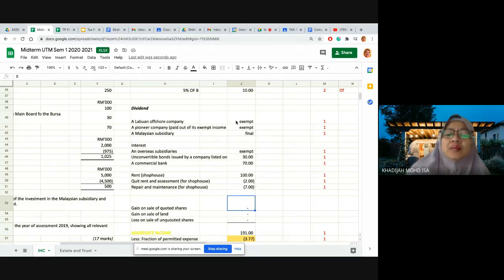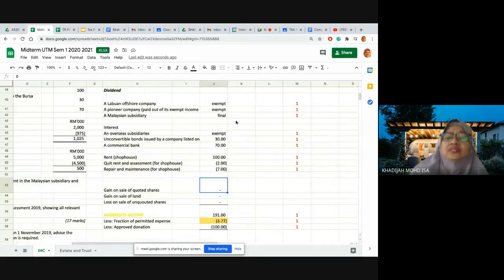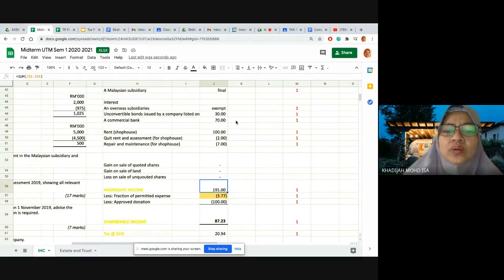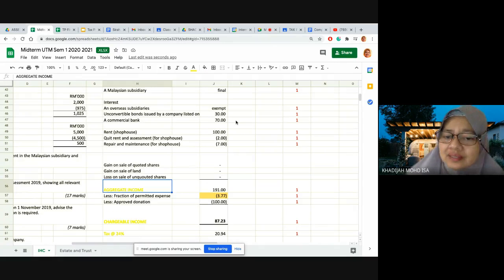Some of you also gave me your gain on sale of quoted shares. Remember that the gain on the disposal of your asset is used to compute your A, B and C. But that gain is non-taxable, because it is a capital gain, it's not taxable. It doesn't go into your tax computation. So you don't have to put that into your ISC. Aggregate income is 191, but I give marks only for the term here, not for the figures.